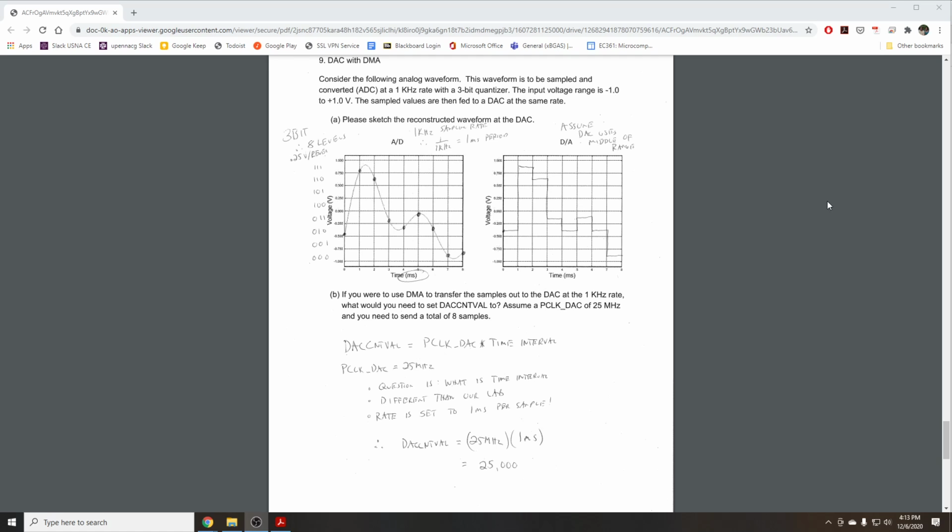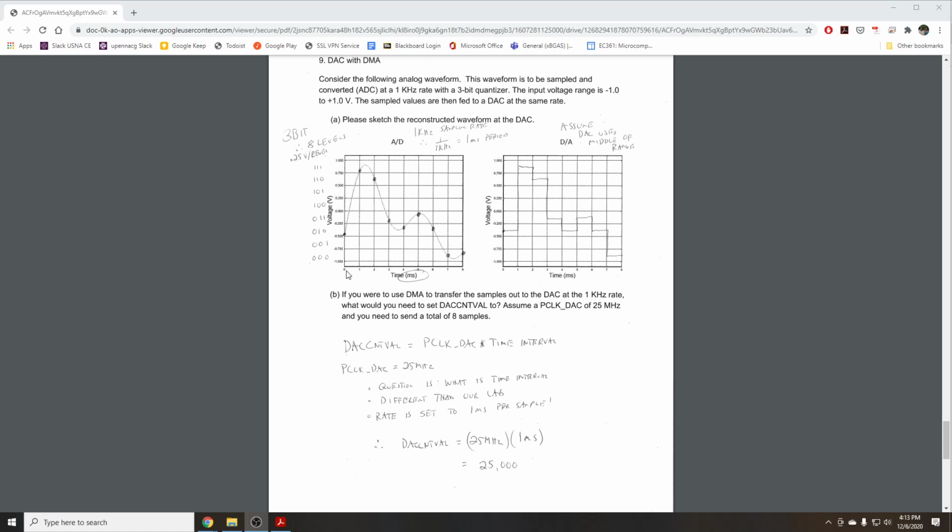So this is on DAC with DMA. It says consider the following analog waveform. We're sampling at a 1 kilohertz rate with a 3-bit quantizer. The input voltage is -1 to +1 volts, and the sample values are then fed to the DAC at the same exact rate, so at 1 kilohertz as well. Part A is please sketch the reconstructed waveform at the DAC. So sort of a multiple step problem. We're basically trying to analyze what the ADC would do and then convert that to what the DAC would do.